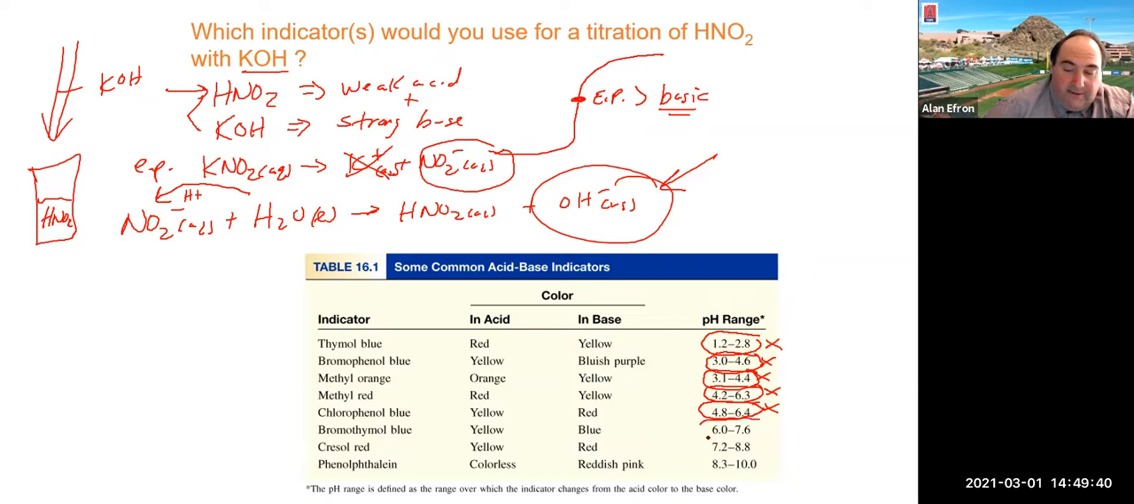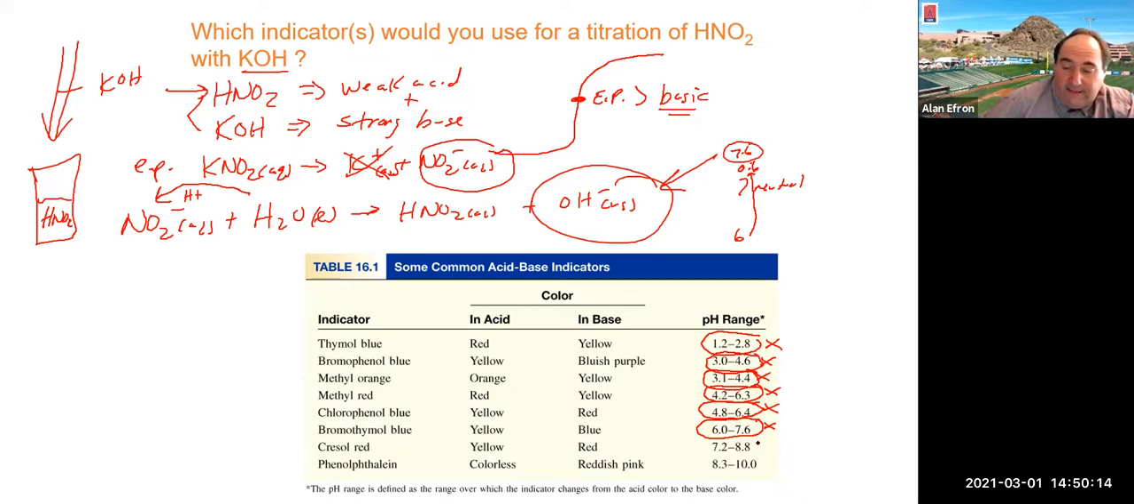This one right here at 7.6, my guess is probably not going to work very well. Remember, 7 is neutral, so that only gives you like 0.6 of a pH to actually see. And probably by that point at 7.6, the color has already changed, right? Because it started at 6. So the color is changing from 6 to about 7.6, which means you probably won't be able to see any type of color change near the equivalence point. So probably not the best.